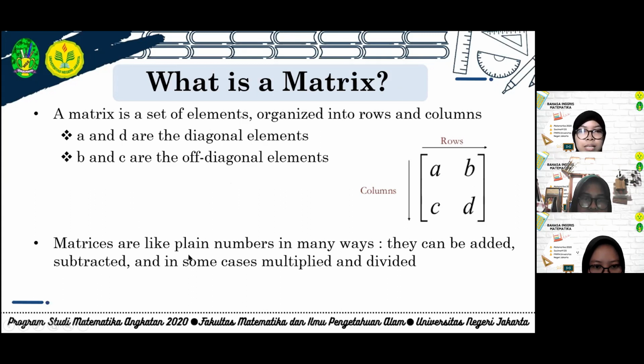Matrices are like plain numbers in many ways. They can be added, subtracted, and in some cases multiplied and divided.